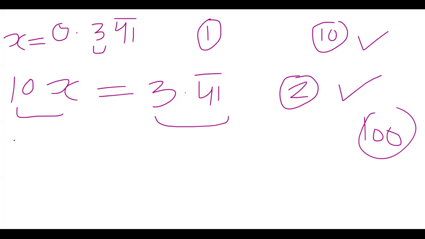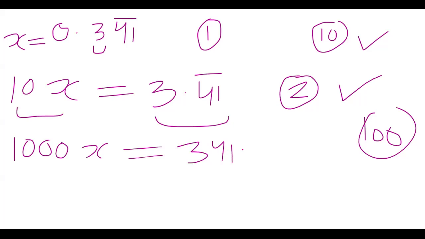Here two digits are repeating, so we will multiply both sides by 100. So what will we get? 10x into 100 equal to 1000x equal to 341.41 bar. We will mark this equation as 3. In the previous situation, we were subtracting 2 and 1. Now, in this kind of question where some digits are repeating and some are not repeating, we will subtract 2 from 3.